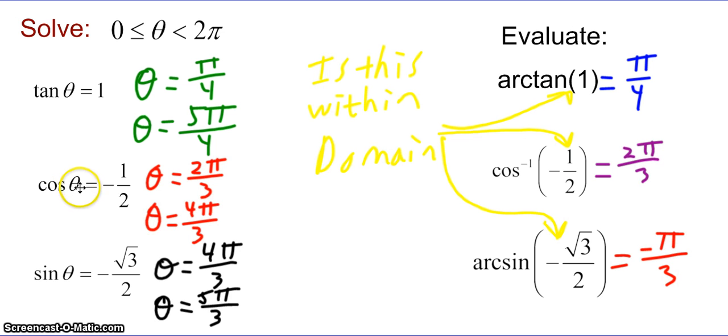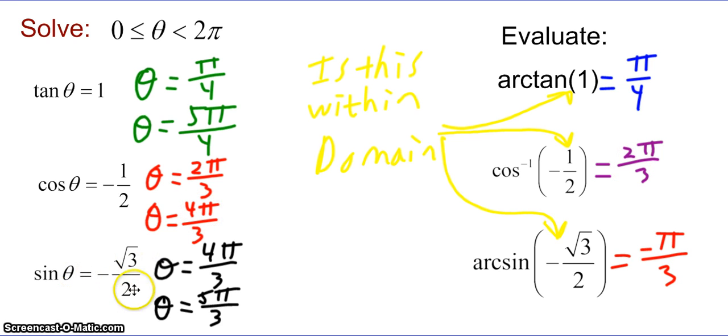Okay, so for cosine of theta equals negative 1/2, we should get theta is 2 pi thirds and 4 pi thirds. But the cosine inverse of negative 1/2 is just 2 pi thirds, because 2 pi thirds is within the range of the cosine inverse function. 4 pi thirds is not.